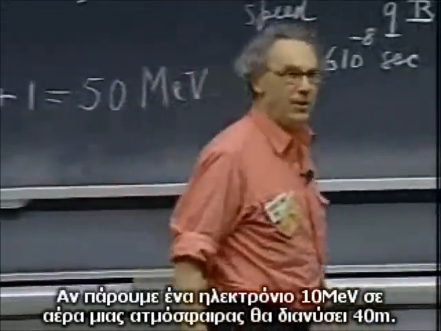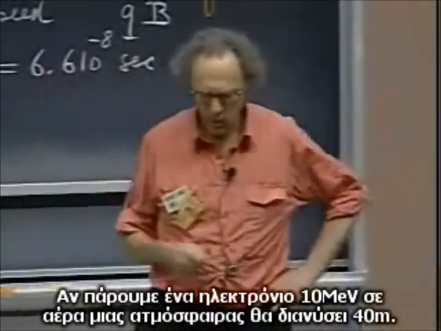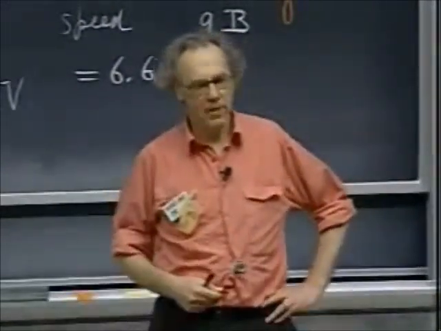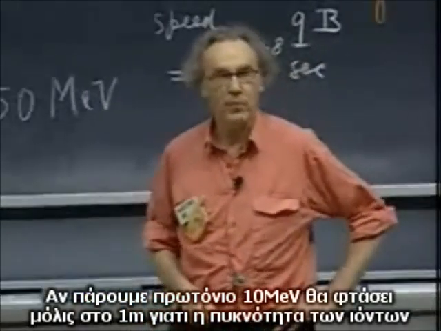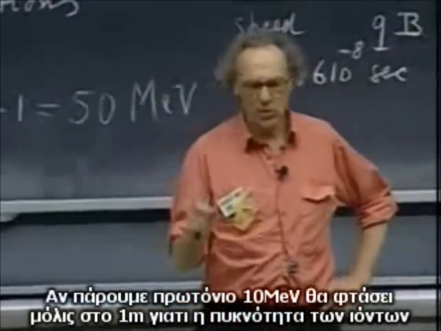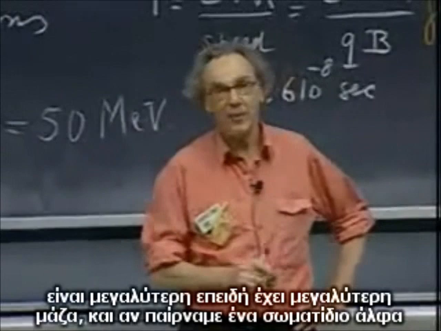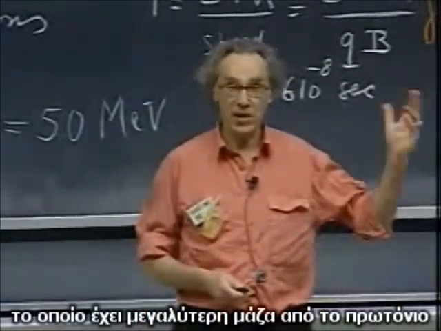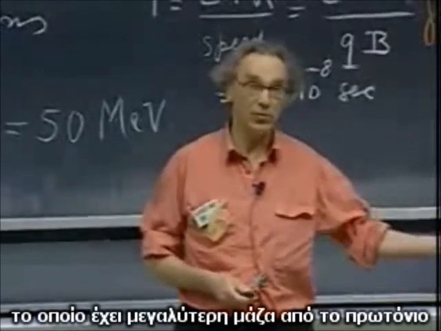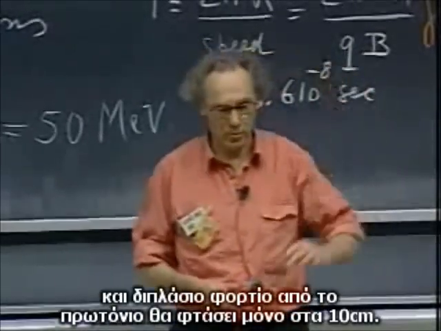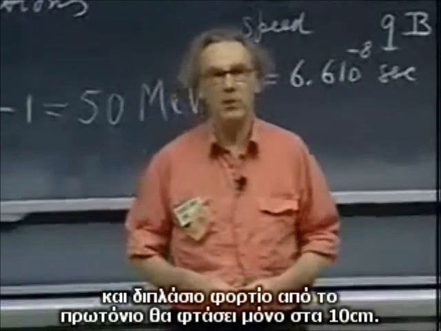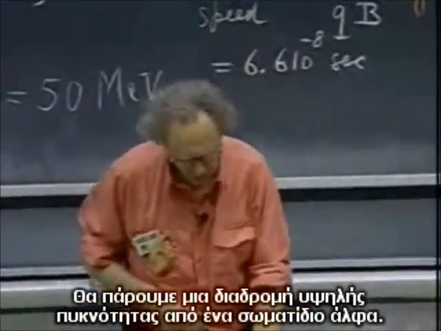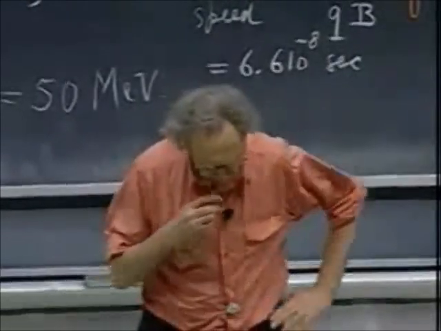If we take a 10 MeV electron in 1 atmosphere air, it could go 40 meters. If you take a proton of 10 MeV, it would only go 1 meter, because the density of ions is higher, because it has a higher mass. And if you take an alpha particle, which has a higher mass than a proton, and it has a double charge of a proton, then it would only go 10 centimeters. So it's a very high density track that you would get from an alpha particle.